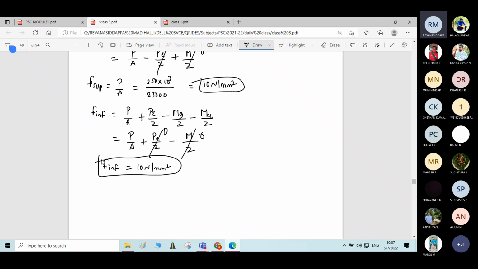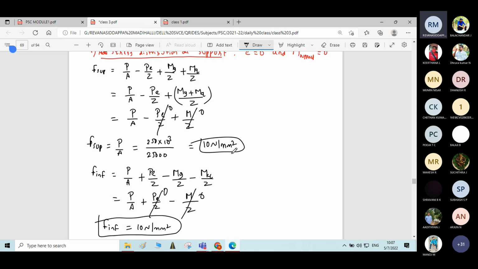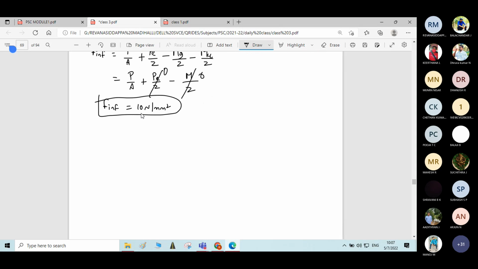Now, let me draw the stress distribution diagram at the support. This is the cross section. Sorry, this is the reference line. F superior is plus 10, and F inferior is also plus 10. So this is the stress distribution diagram at the support, in Newton per mm square.